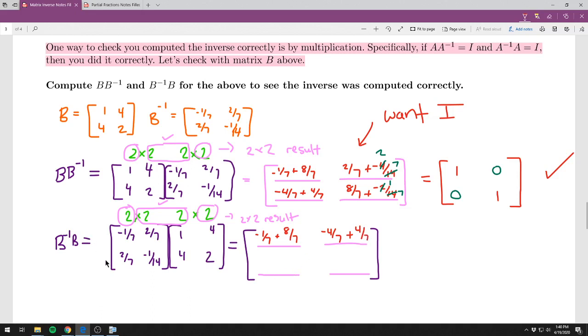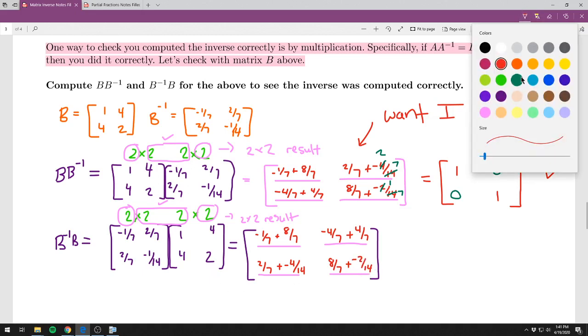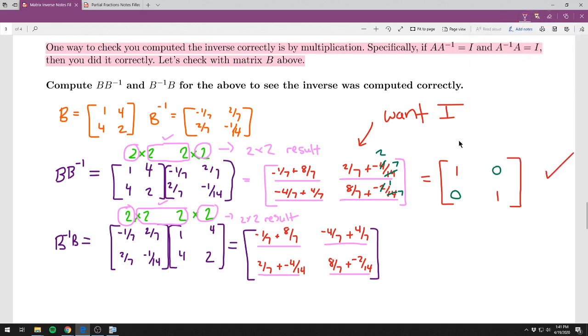Moving down, 2/7 times 1 is 2/7, plus -1/14 times 4 is -4/14. And finally, our last entry, 2/7 times 4 is 8/7, plus -1/14 times 2 is -2/14. And if we go through and simplify this, each one will give us the identity matrix again.